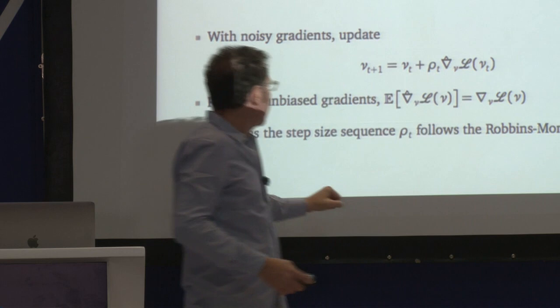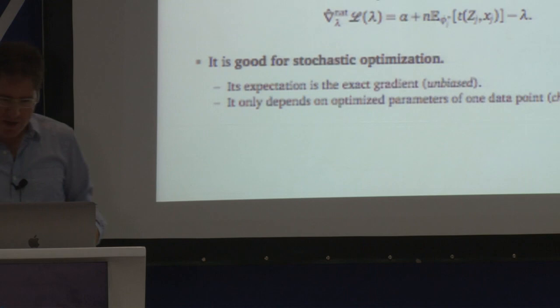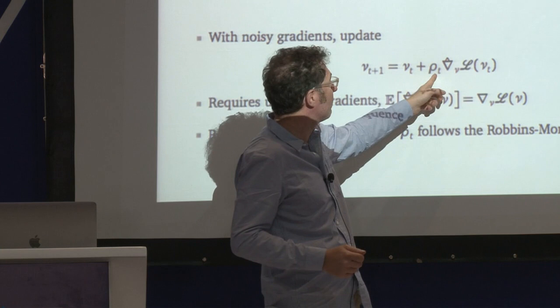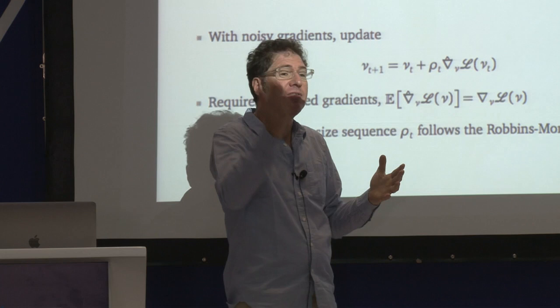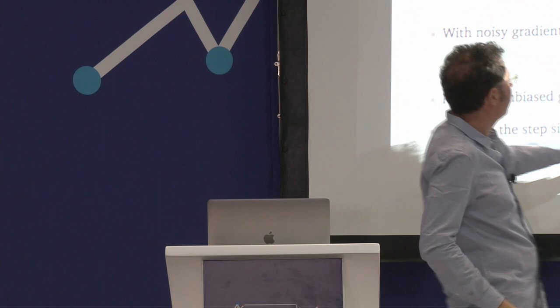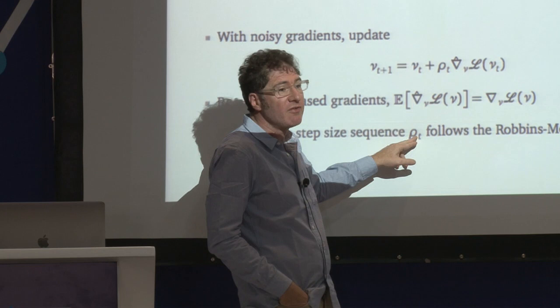The second condition is that the step size sequence, rho t, follows what are called the Robbins-Monro conditions. What the Robbins-Monro conditions are simply is that the step size is how far I walk after I ask a person how to get to Johannesburg. That's rho t. And the Robbins-Monro conditions specify how that has to decrease for this algorithm to converge. In particular, what you need is that the sum of the rho t's diverges. So the sum of the rho t's from t equals 1 to infinity has to equal infinity. But the sum of the squares of the rho t's converges. The sum of the squares of rho t has to be less than infinity.